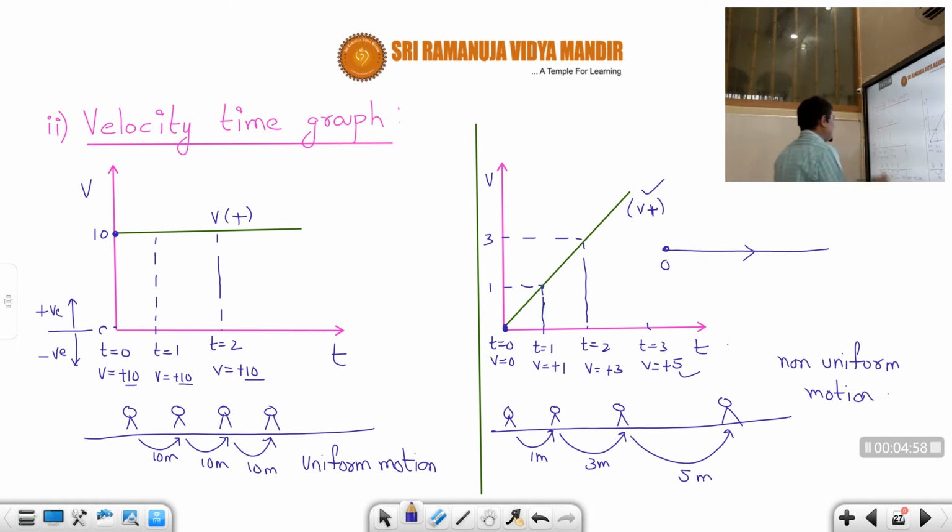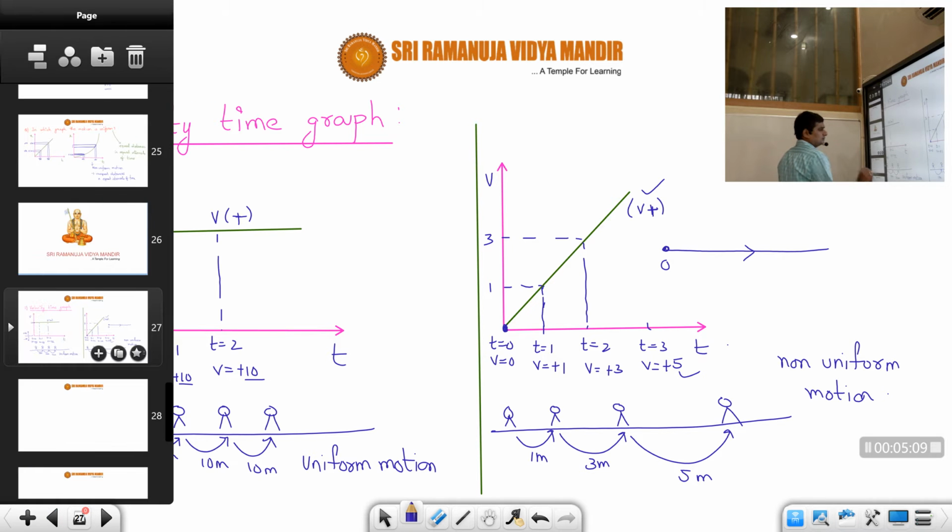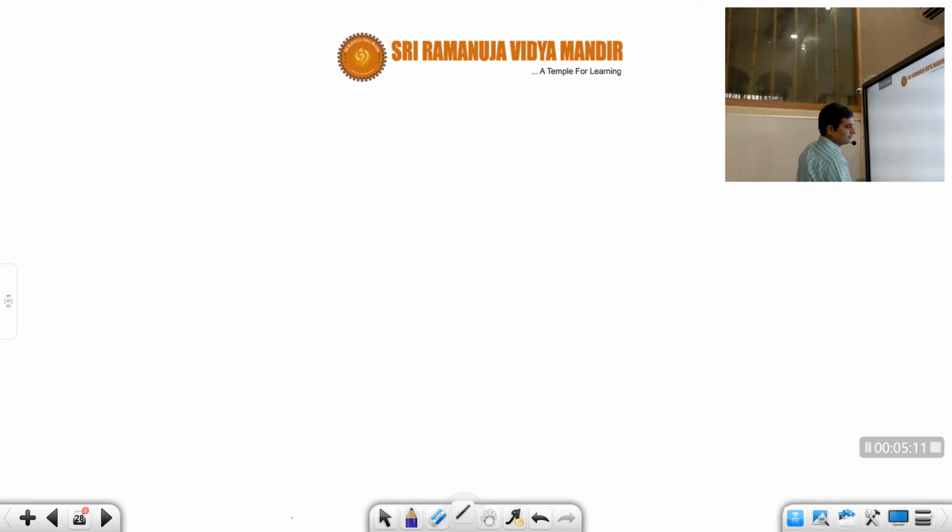I hope, students, you understood. Here velocity is positive, but it is constant. Here it is increasing. Okay. Now let us take another graph, students. Now let us take one more graph.